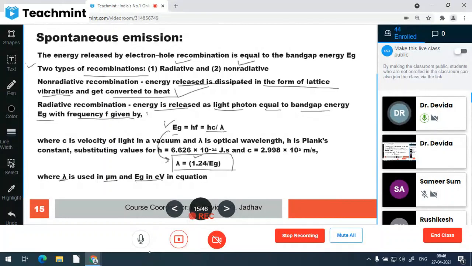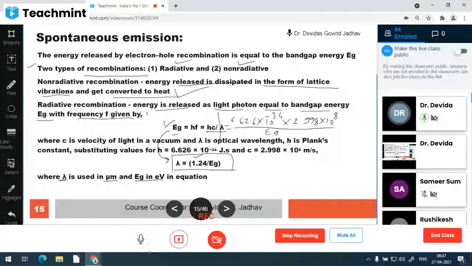Because if you substitute h as 6.626 into 10 raised to minus 34 and c as 2.998 into 10 raised to 8, and keep lambda on one side, then lambda equals 6.626 into 10 raised to minus 34 times 2.998 into 10 raised to 8, divided by Eg.